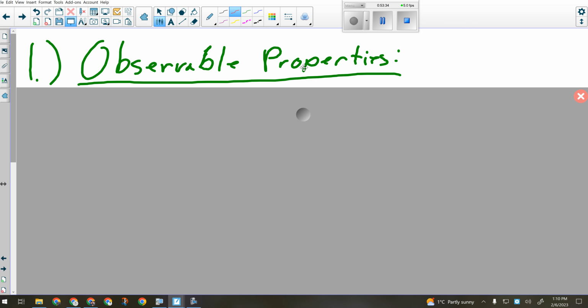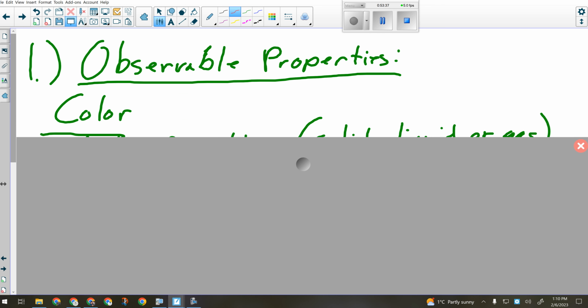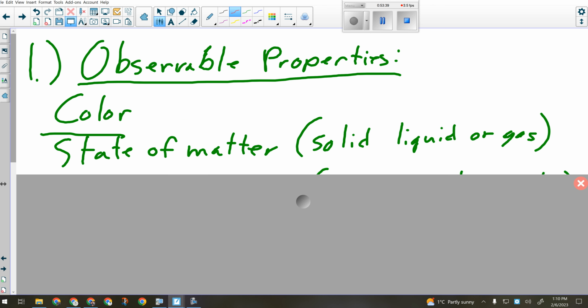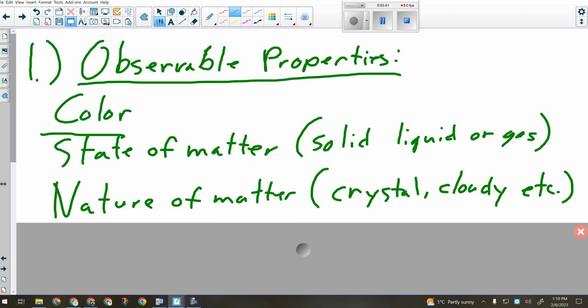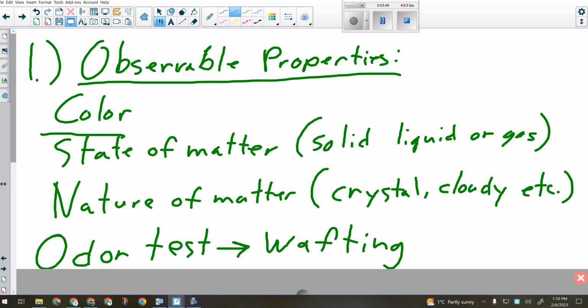All right, so observable properties would be things like color; state of matter, solid, liquid, or gas; nature of the matter: crystal, cloudy, molten, soft, waxy, buttery; and the odor test, performed of course by wafting the material, not by snorting it. This is the easiest test because we don't really have to do anything with the materials except observe them.